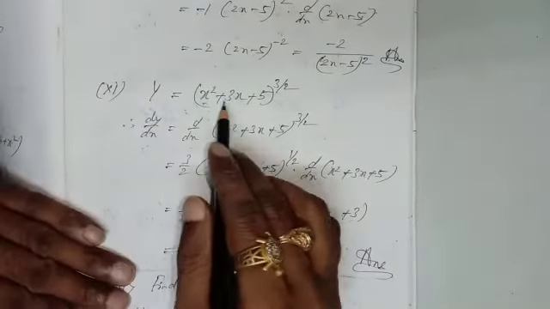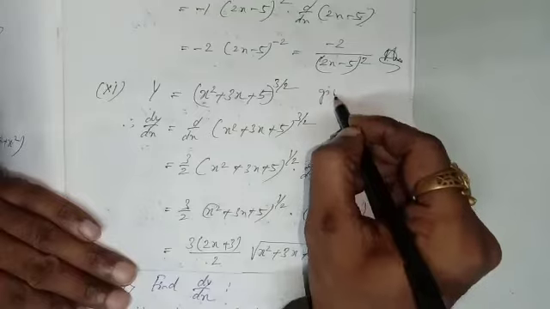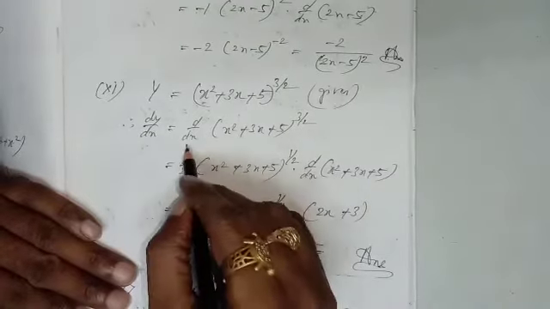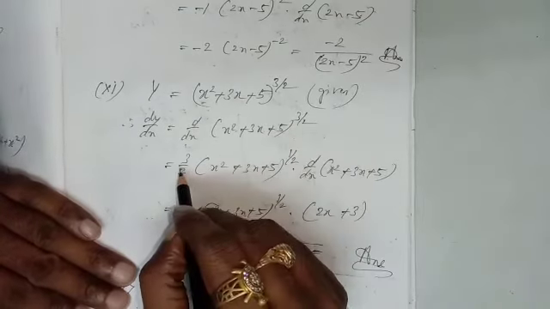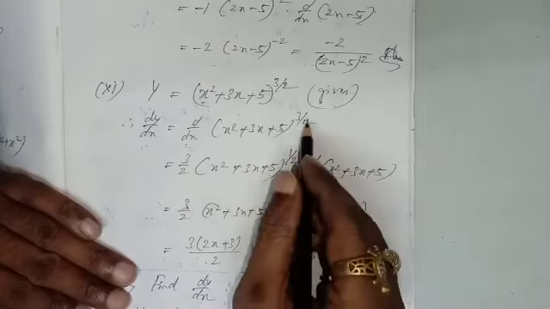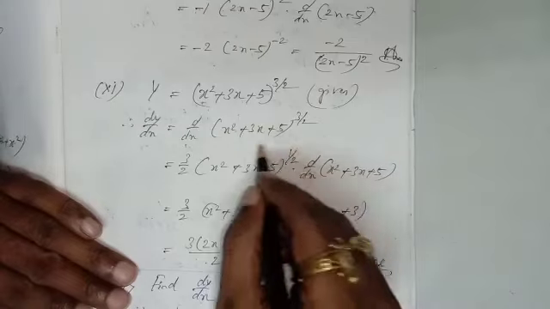y is equal to x square plus 3x plus 5 whole to the power 3 by 2. It is given and you have to find out dy by dx. Therefore dy dx will be how much? d by dx of x square plus 3x plus 5 whole to the power 3 by 2. Power will come first, 3 by 2, whole into x square plus 3x plus 5 whole to the power 3 by 2 minus 1, that is 1 by 2, into derivative of this bracket part.